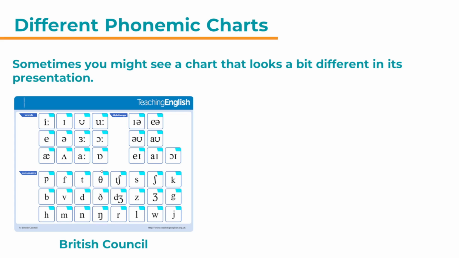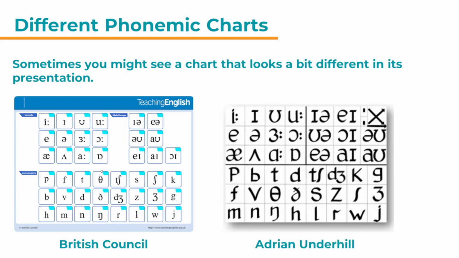But if you compare it side by side to the Adrian Underhill chart, just take a careful look. Got the monophthongs, doesn't look very different here. In fact, it's exactly the same. But then look at the diphthongs. There's a little change here. And then also at the consonants, the same amount of consonants, but the arrangement is different.